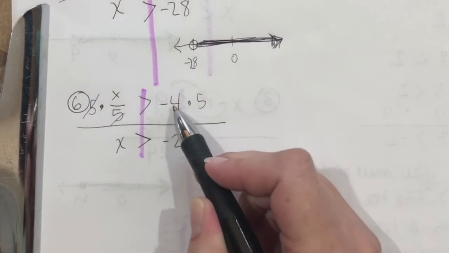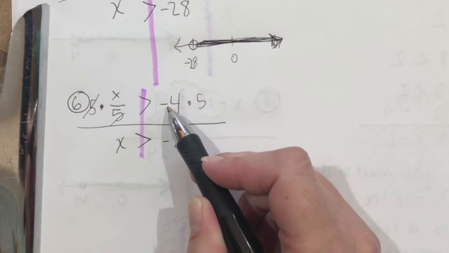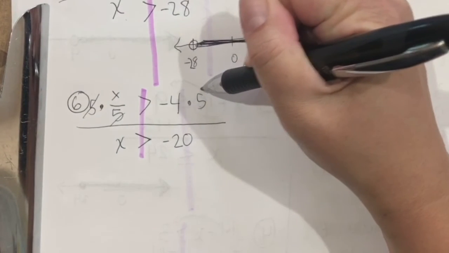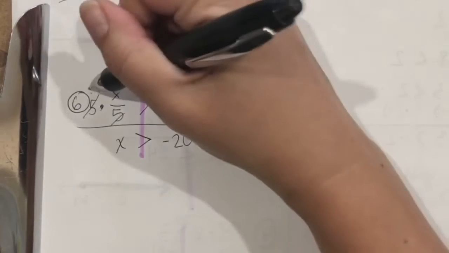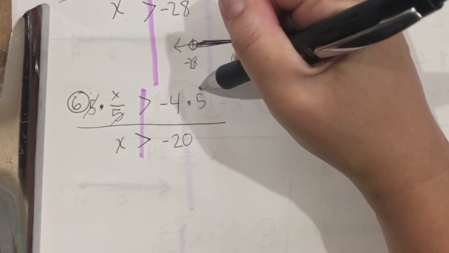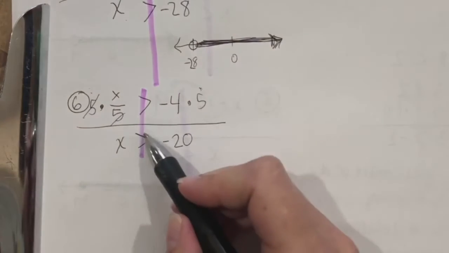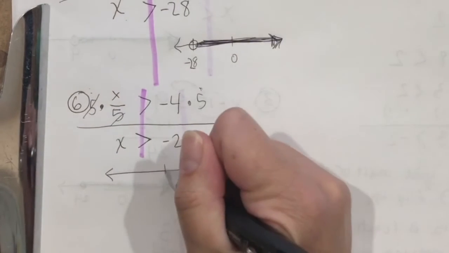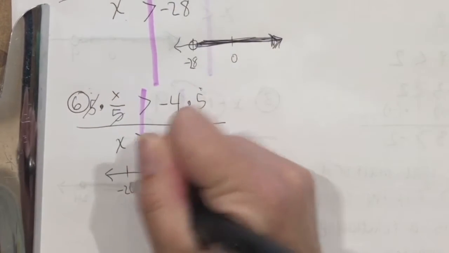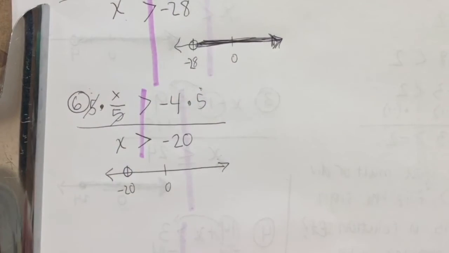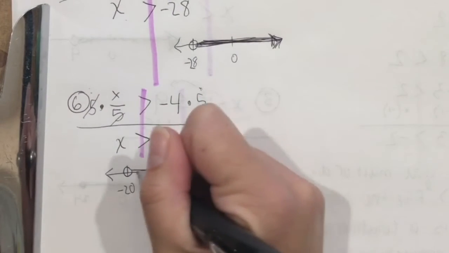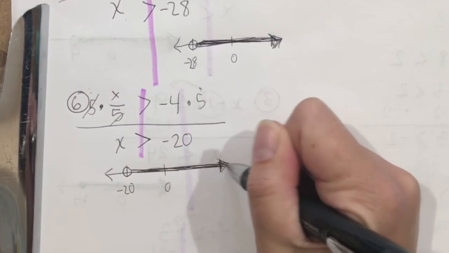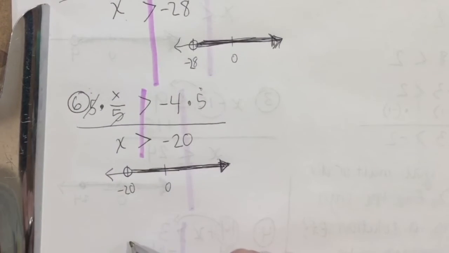The negative 4 was already over here, so that negative doesn't make this switch. We're looking at this number right here. Is this number that we're multiplying on both sides a positive or negative? It's a positive, so the sign stays the same. And if we draw this out, we'll have a 0, negative 20, open circle, and shade going above because it's greater than negative 20.